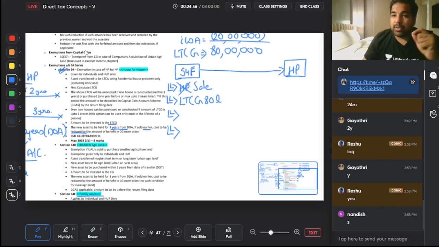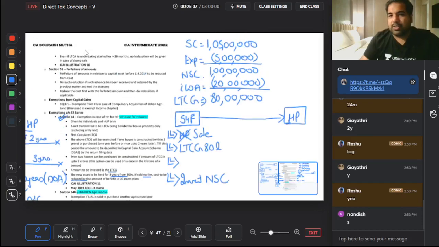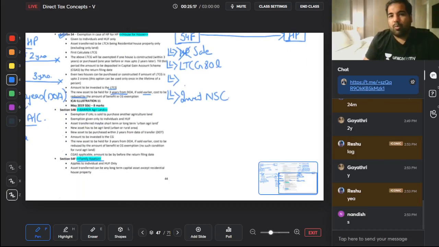Again, guys, what is the difference here? Here you don't have to invest 80 lakhs. The government is expecting you to invest more. So here you have to invest the net sale consideration. Example, net sale consideration is 1 crore. In section 54, you had to invest 80 lakhs. Here they are asking you to invest a little more. So remember 54F as an exception. What are they asking you to invest? They are asking you to invest the net sale consideration.